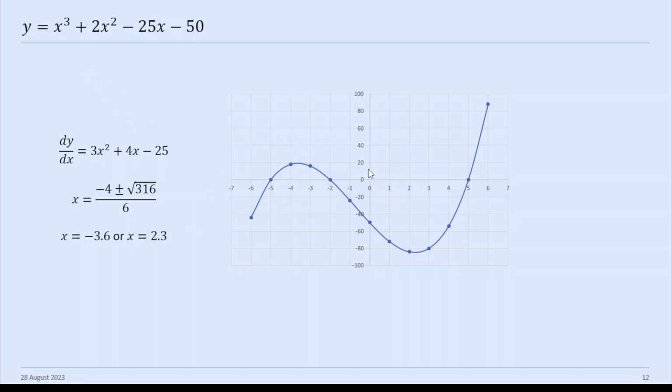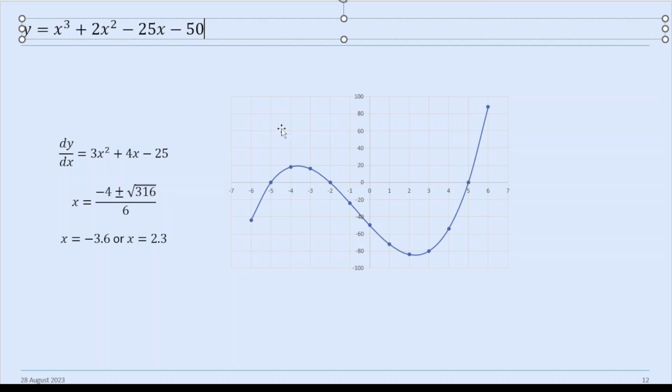Here's a more complicated one. Here's a cubic, beautiful, beautiful curve. y equals x cubed plus 2x squared minus 25x minus 50. It's kind of contrived so that it factorizes. In fact, we can see from the chart what the factorization is because we've drawn the chart, but let's just write the factorization just to make it simple.